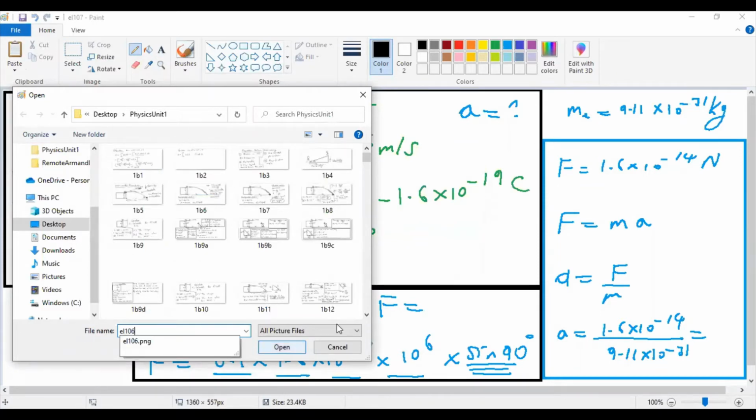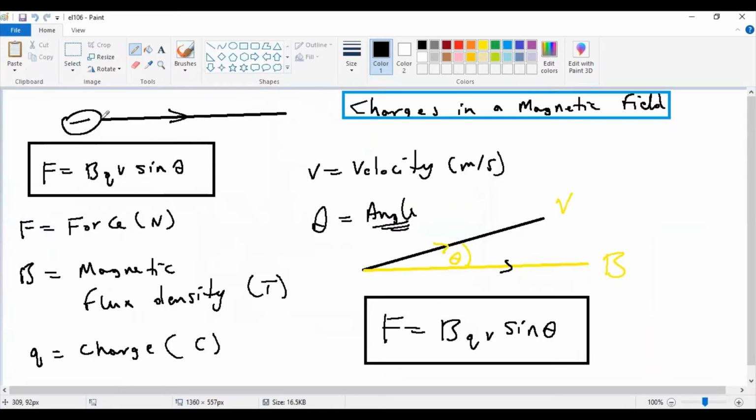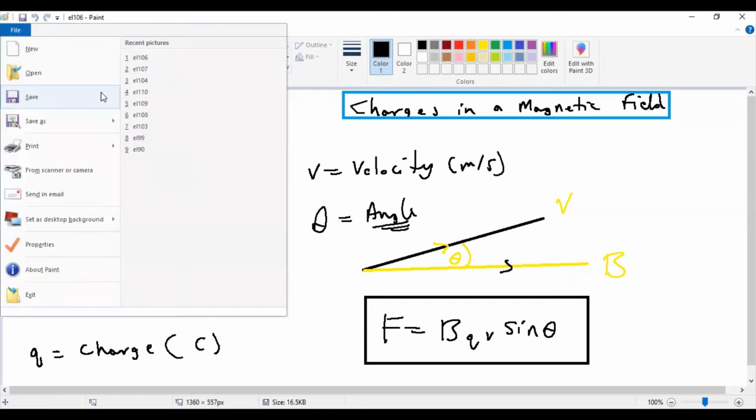All right, so this is the formula that we'll use. Once I have charges moving in a magnetic field, those charges will experience a force. And of course, we're still going to apply Fleming's left-hand rule.